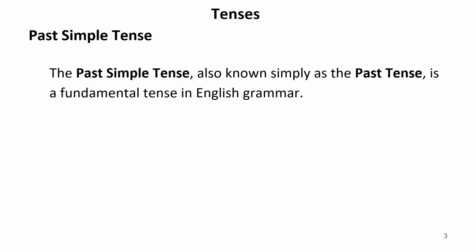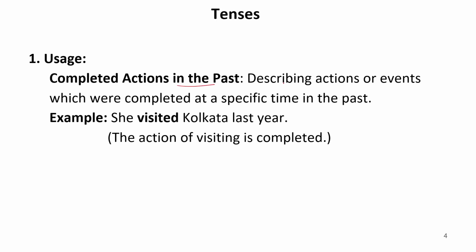These tenses are generally used to show some task that has already happened in the time of past, the actions that took place in the past. Those actions are shown in past indefinite tense. Completed actions in the past: describing actions or events which were completed at a specific time in the past.